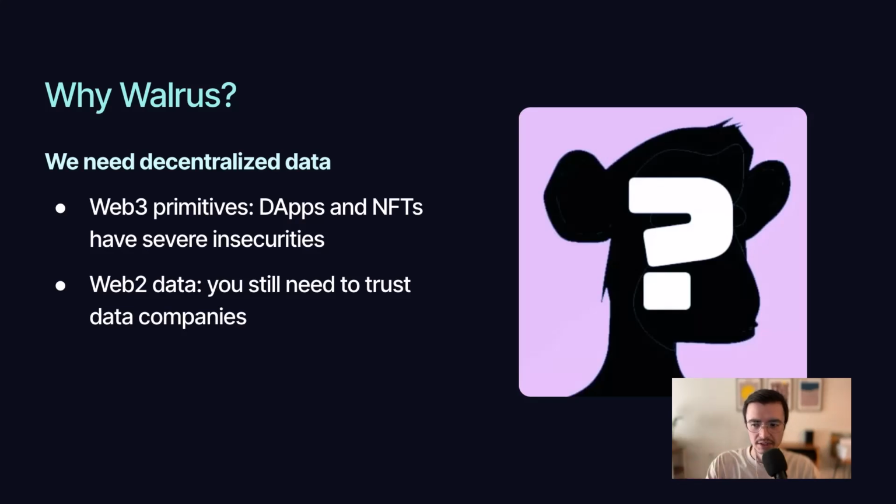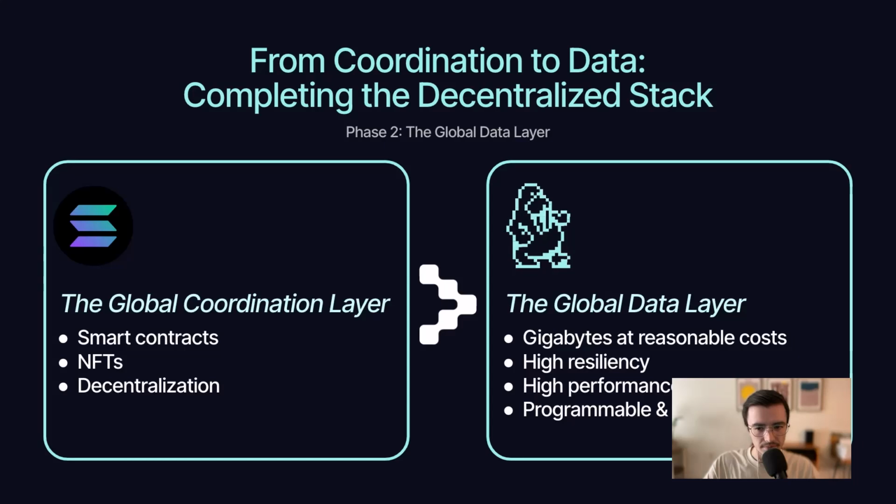We see at Mysten Labs and at SUI and Walrus that blockchains have done so much to help us decentralize the internet, but the work isn't done. We need a separate layer for decentralized data. So this is our mission. For those of you who aren't familiar, Mysten Labs is the team that built the SUI blockchain, and they also built Walrus.